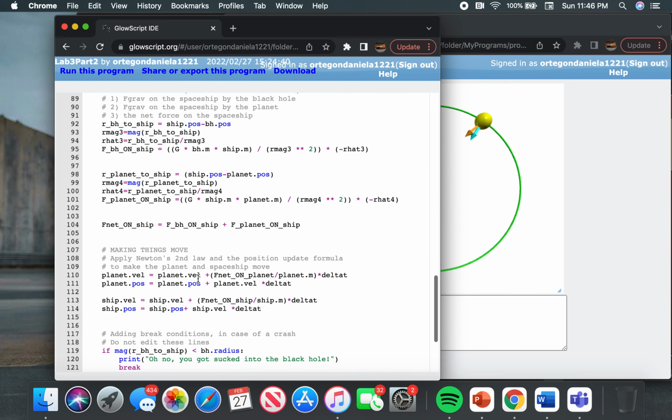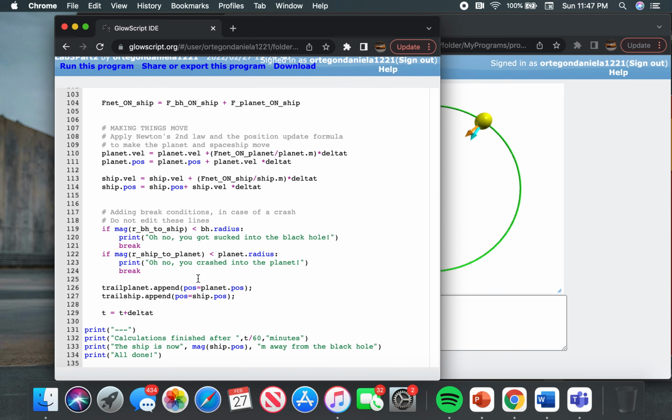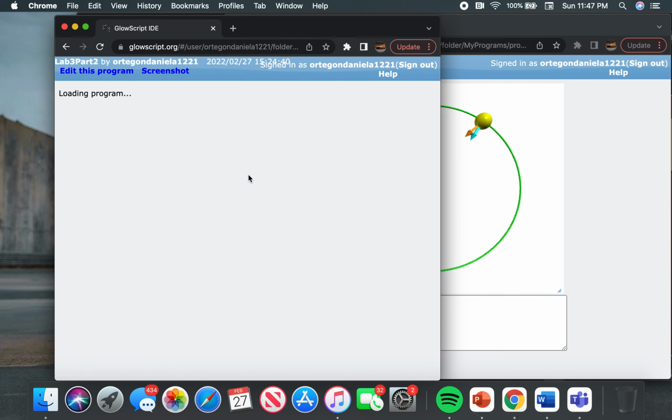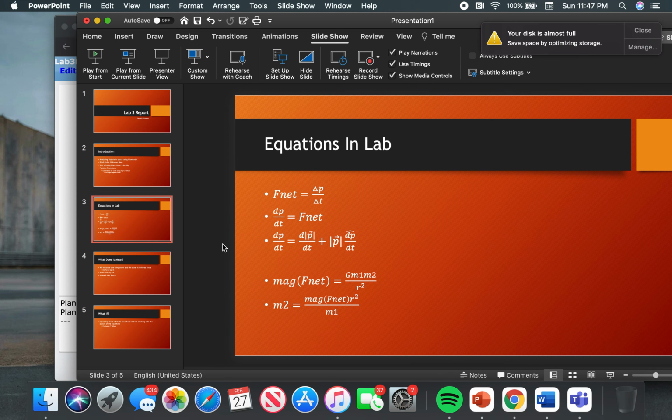So this is my code. I had to calculate all of that. After I calculated the net forces on each of the planet and the spaceship, I used Newton's second law and the position update formula to get the initial velocity, which is shown in my code. And so basically when I run the program, it's going to run through it. It takes quite some time, but as I showed in the first part of it, it went through perfectly without crashing.